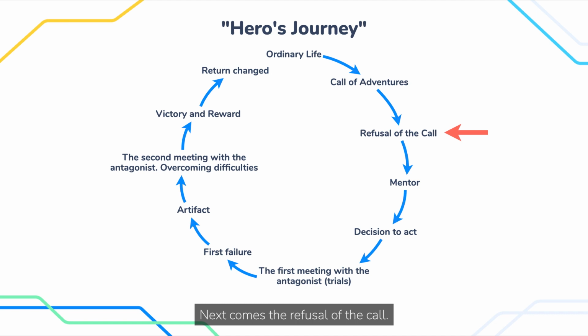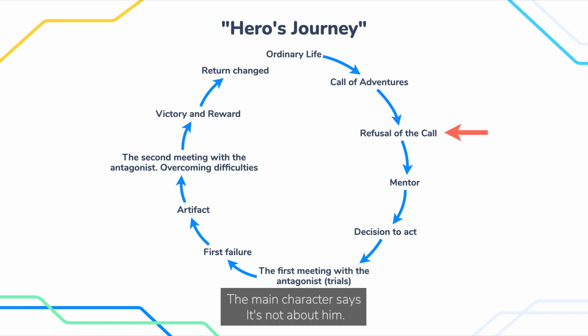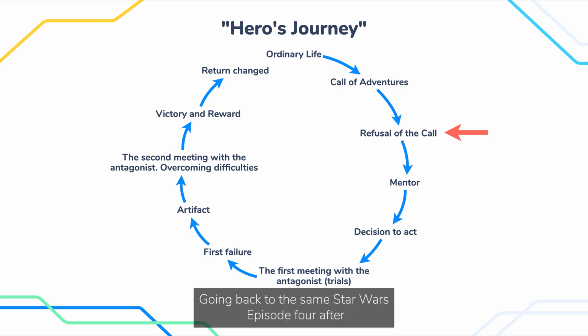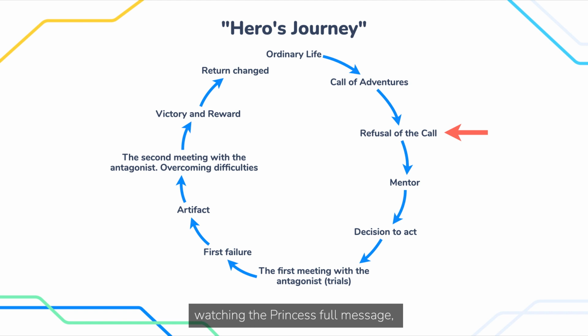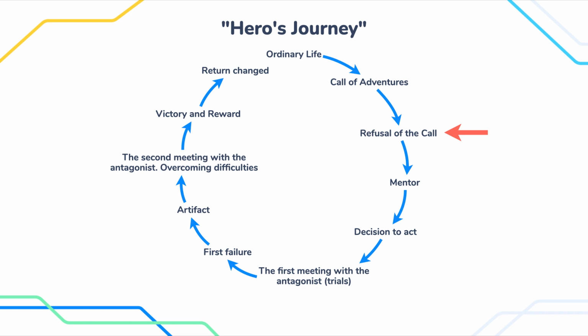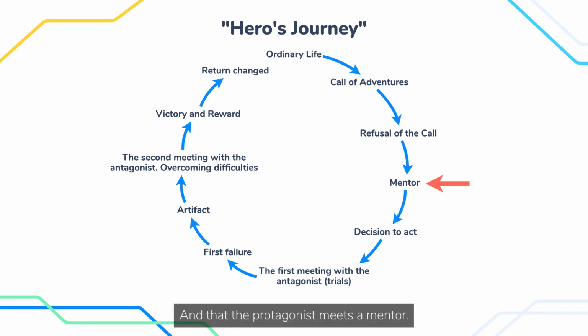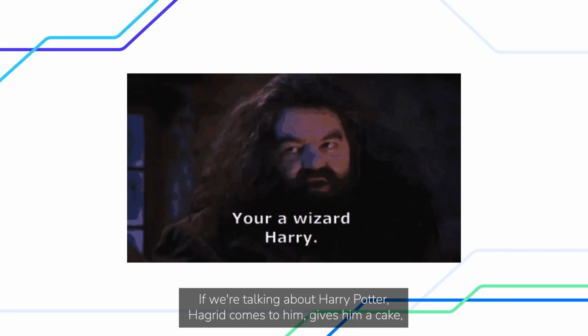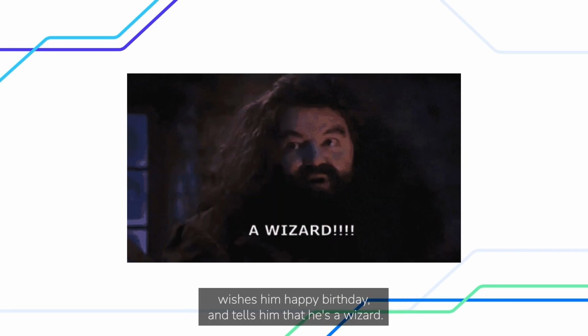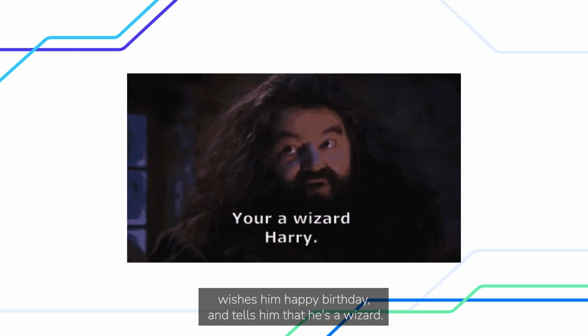Next comes the refusal of the call. The main character says it's not about him, he's an ordinary man, not a hero. Going back to the same Star Wars episode 4, after watching the Princess' full message, Obi-Wan offers Luke to go with him and explore the path of the Force, but Luke refuses. And then the protagonist meets a mentor. If we're talking about Harry Potter, Hagrid comes to him, gives him a cake, wishes him happy birthday, and tells him that he is a wizard.